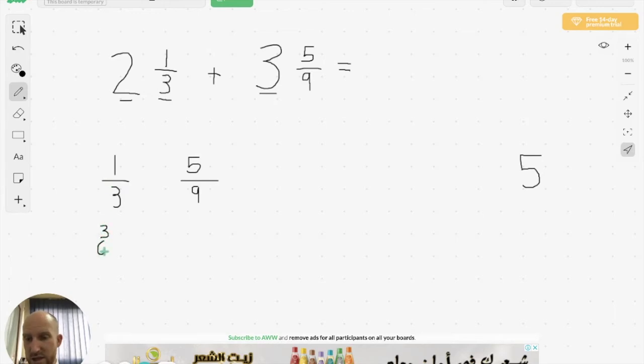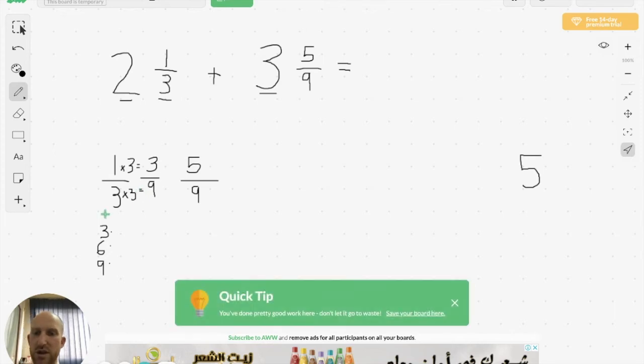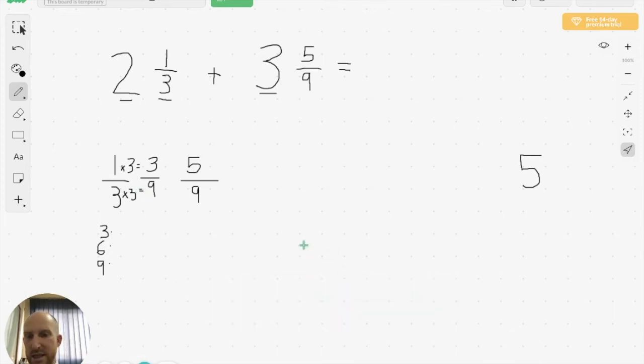3, 6, 9. So that was 1, 2, 3. It was the third number, so I'm going to multiply both of these numbers by 3. So 1 times 3 is 3. 3 times 3 is 9. Hopefully you should understand how to do this already because you will have learnt it in class.